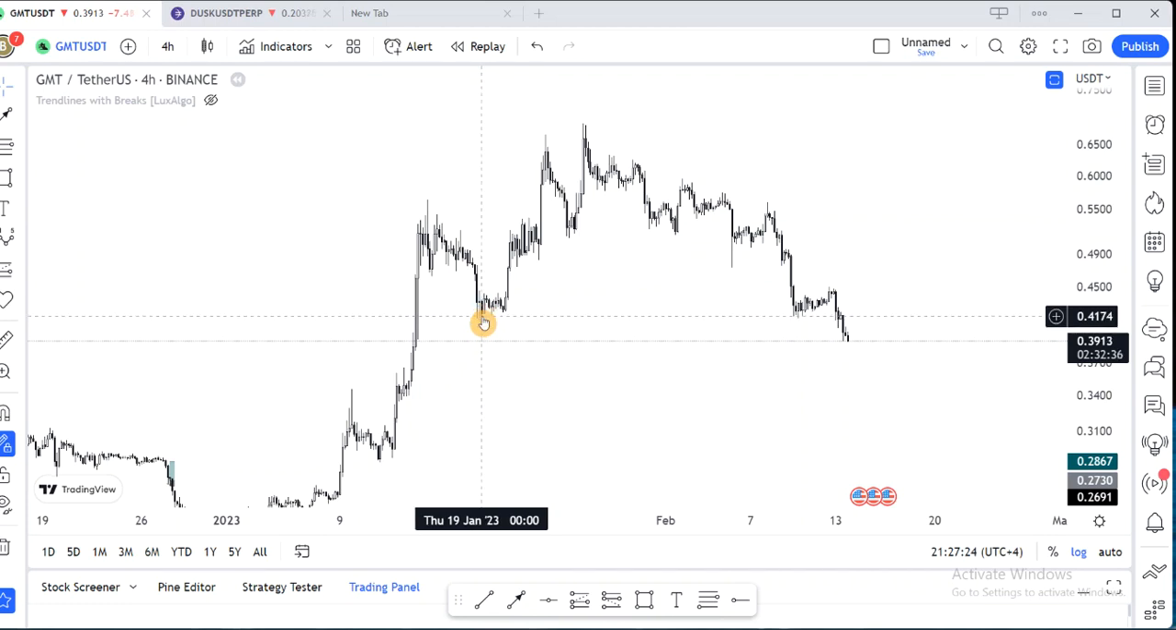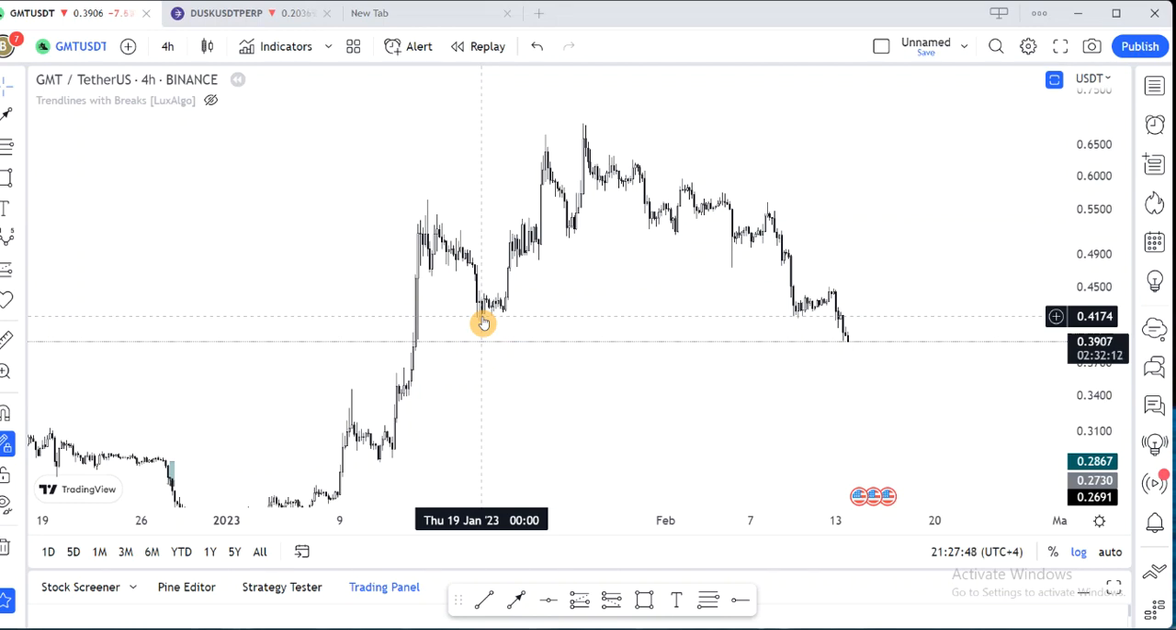A support is considered a critical support level when the price of that coin has bounced from that region 2 or 3 times. Remember, once a support is considered a critical support level, it means that the price of that coin has gotten support from that region 2 or 3 times.